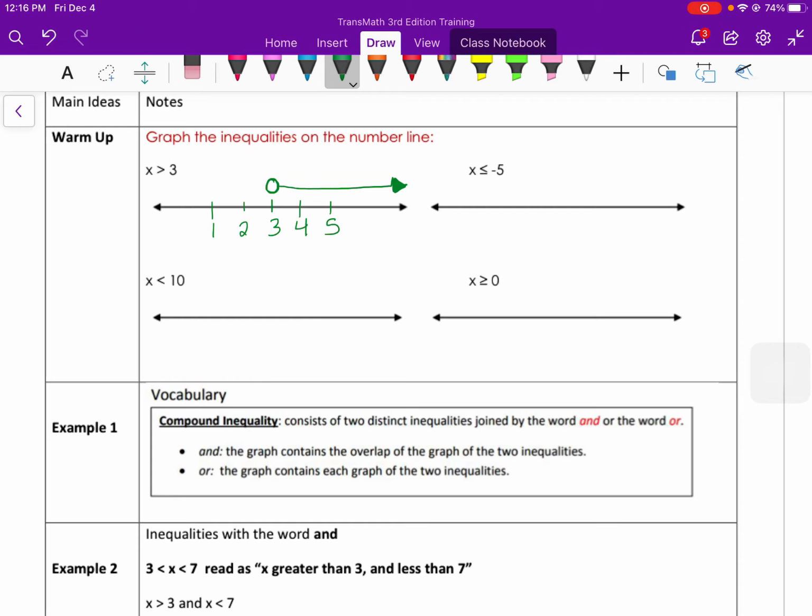So remember, any value for x bigger than 3 would be a solution. So x equals 3.5 would be a solution. x equals 15 would be a solution. Any x greater than 3, except for 3, because 3 is not greater than 3. So that's why we have the open circle.